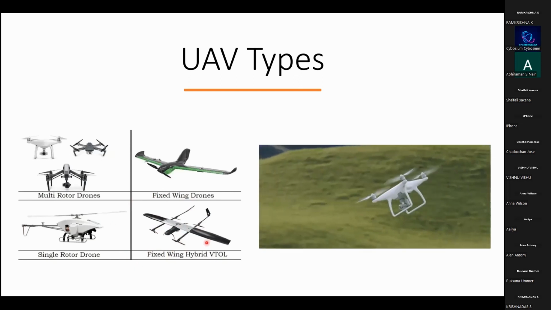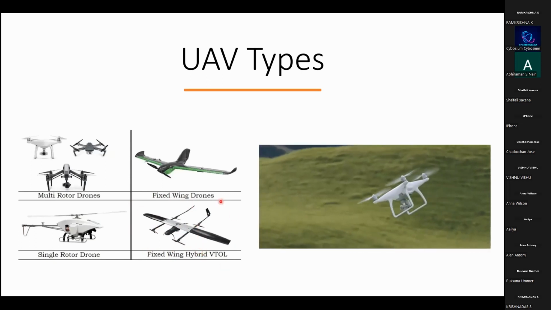So here the main advantage is that the speed is obviously much higher, as in the fixed wing, and then there is again no need of any runway because takeoff and landing happens in the quadcopter mode.